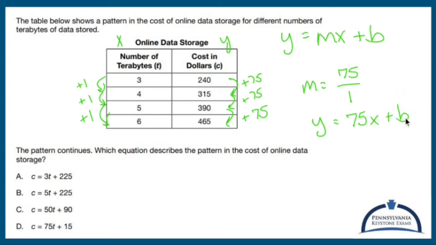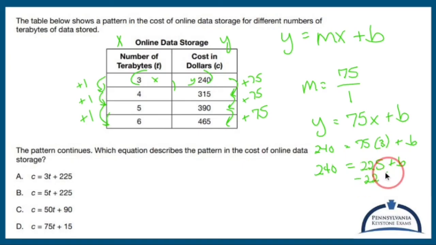Now, in order to find b, I take any one of these points and use that as an x and a y value. So I will plug that into here and do 240 equals 75 times 3 plus b. 75 times 3 is 225 plus b. Subtract 225, and that gives us a b of 15. So b is 15. So taking this guy and this guy, I can say y equals 75x plus 15.